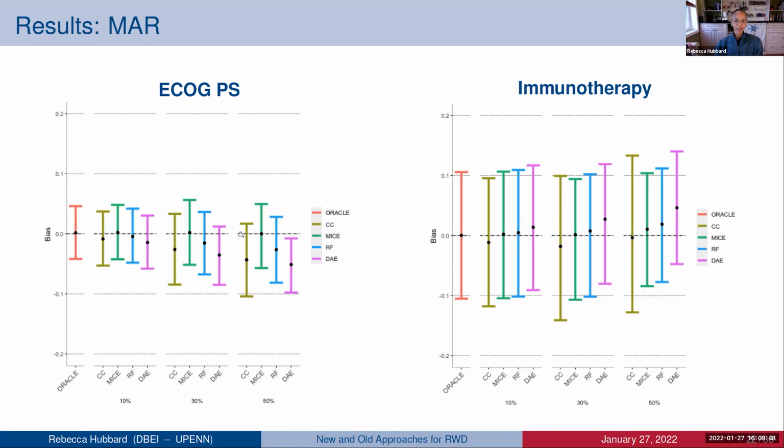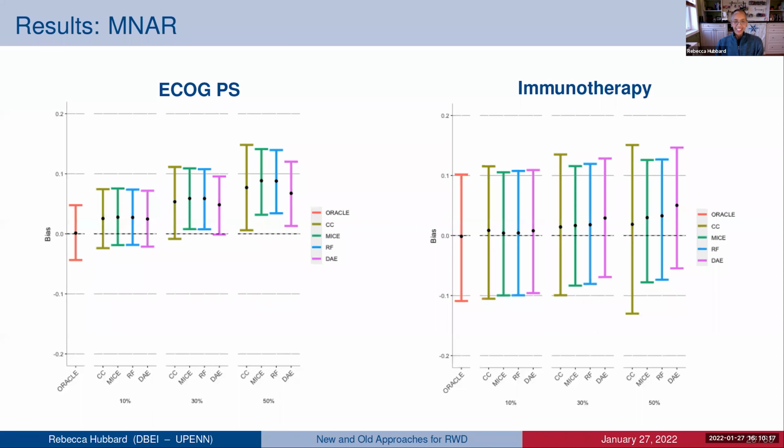Recall that there isn't any missingness in immunotherapy. The treatment indicator itself is assumed to be complete, but because of the fact that we are achieving incomplete confounder control, because we're not doing a great job of dealing with the missingness in ECOG, we additionally see some bias in the immunotherapy parameter estimate as well, particularly as we move to larger amounts of missingness for the random forest and the denoising autoencoder.